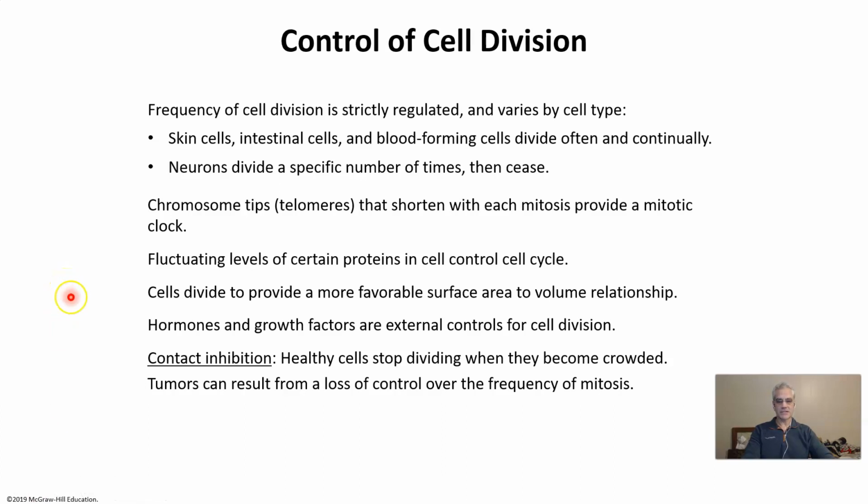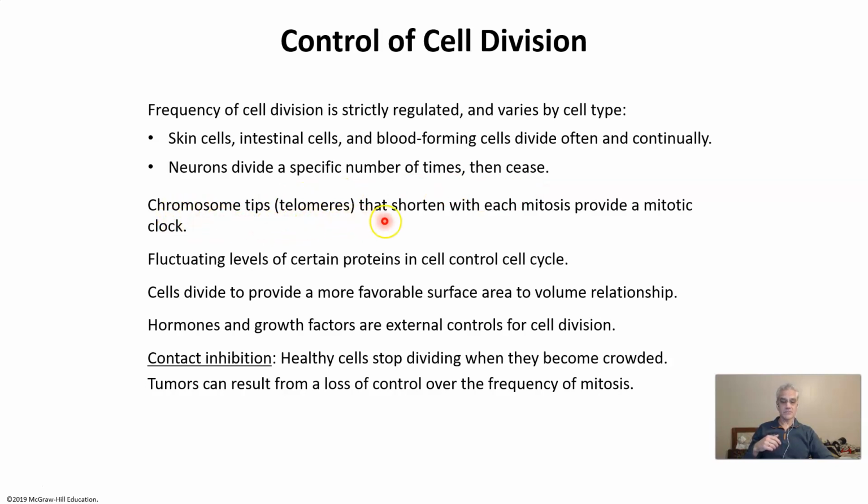All right, cell division has to be controlled, of course. So as it says here, skin cells, intestinal cells, blood-forming cells divide often and continually. Neurons divide a specific number of times, then they stop. They don't reproduce themselves, even if it would be helpful to have it replaced. They often don't replace themselves. This is one of the problems with aging.